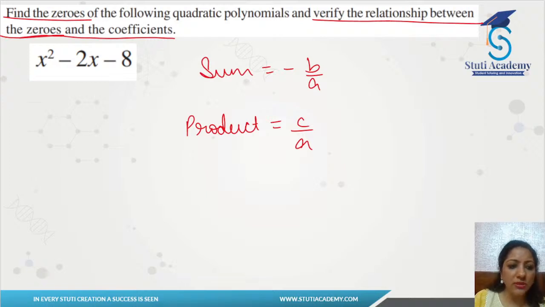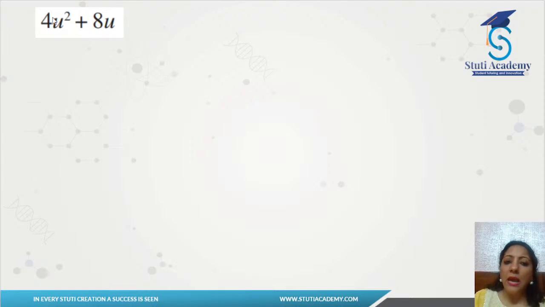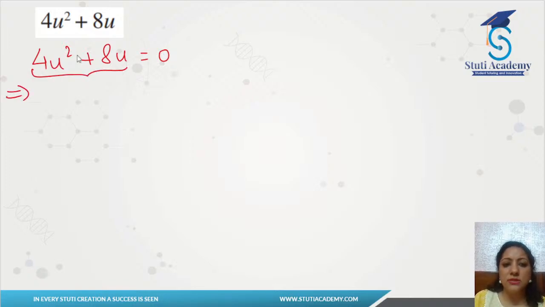Before we proceed to the next concept, I want to discuss one more question of this type, this one. Here we have to find the zeros of this polynomial, and verify the relationship between the zeros and the coefficients. Please notice here, this is the u square term, this is the u term, there is no constant term. In order to find the zero, we are going to take 4u square plus 8u equal to 0. Now we are going to take out whatever is common. We have 4 common, we have u also common here, and then we have u plus 2 inside the bracket.